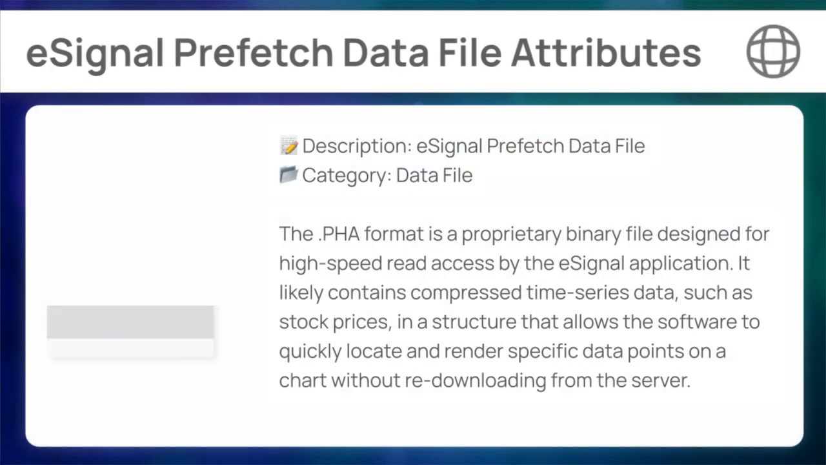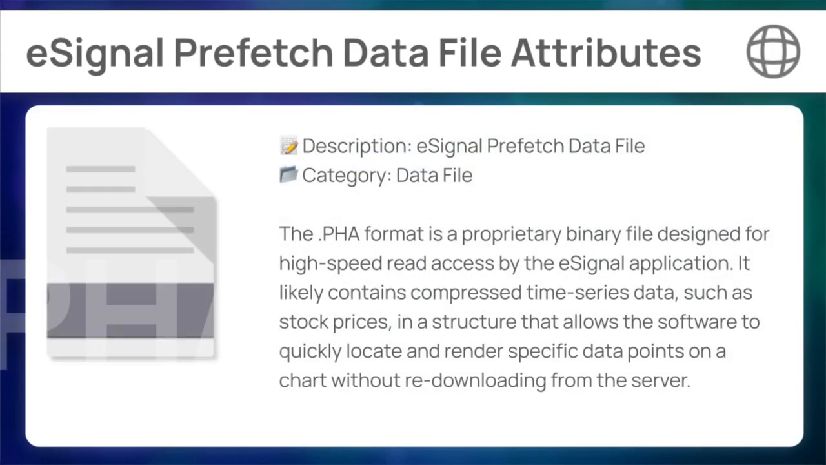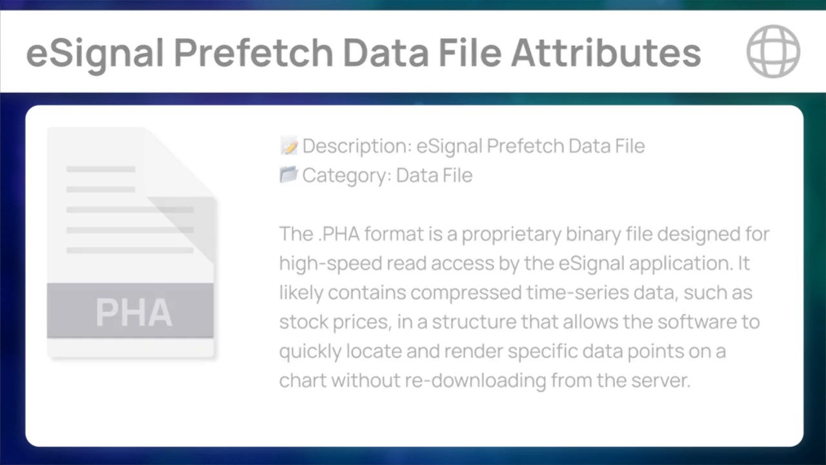The PHA format is a proprietary binary file designed for high-speed read access by the eSignal application. It likely contains compressed time series data, such as stock prices, in a structure that allows the software to quickly locate and render specific data points on a chart without re-downloading from the server.